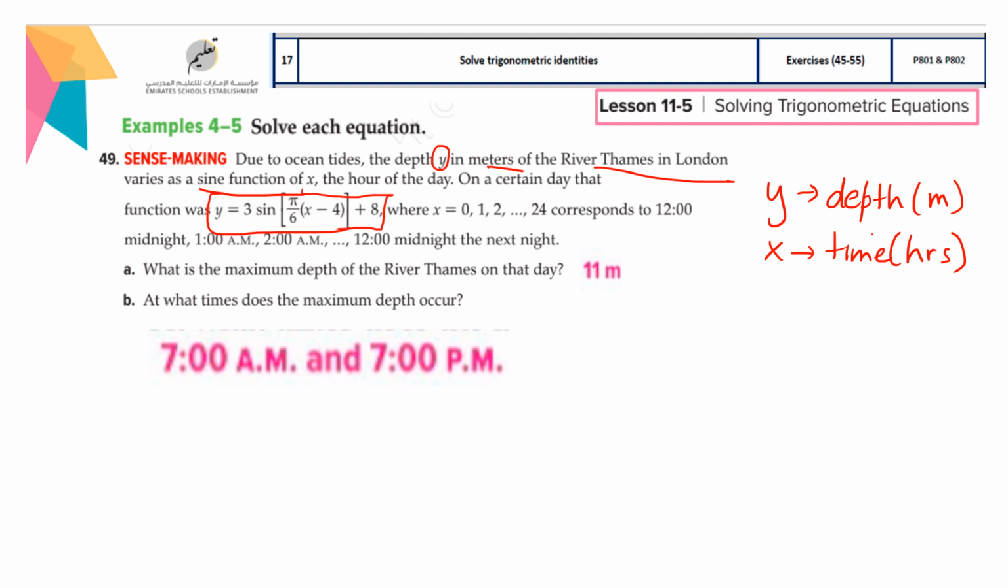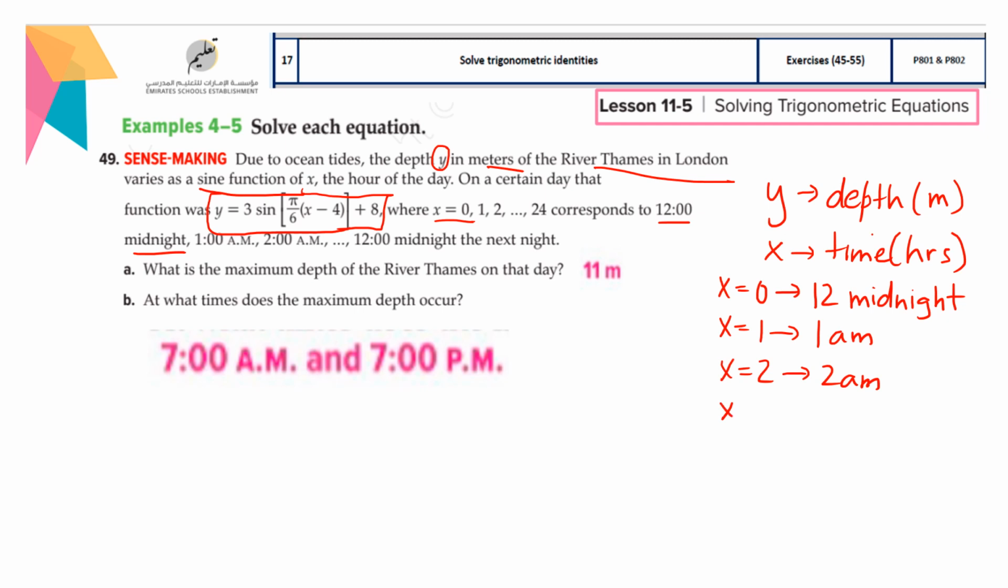Okay, and x has a special characteristic. It's given to you. Let's read. If x is 0, it corresponds to 12 midnight. So let's write this. If x is 0, 12 midnight. If x is 1, it is 1 a.m. If x is 2, it is 2 a.m. If x is 3, definitely 3 a.m. So on, go on and on till x is 24, we are returning back. So 24 hours are there in a day. So when x is 24, we are returning to 12 midnight, but the next day.